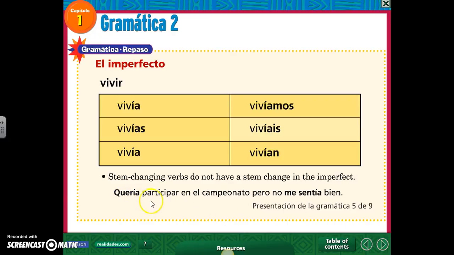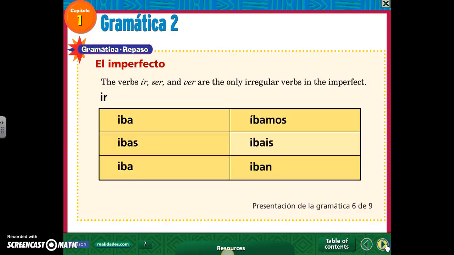Otro ejemplo, quería participar en el campeonato, pero no me sentía bien. I wanted to participate in the championship, but I didn't feel well. So those are descriptions in the past, imperfect tense.